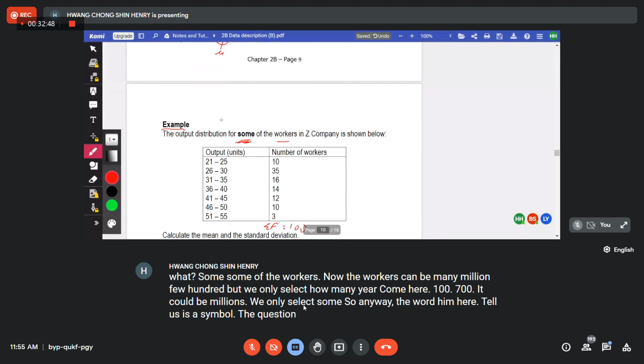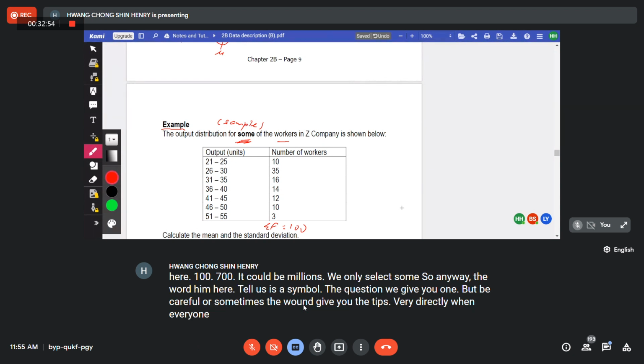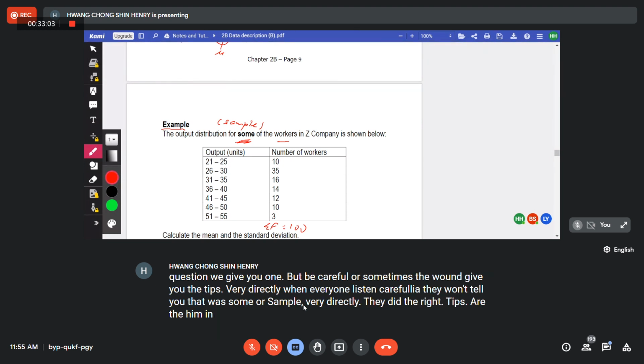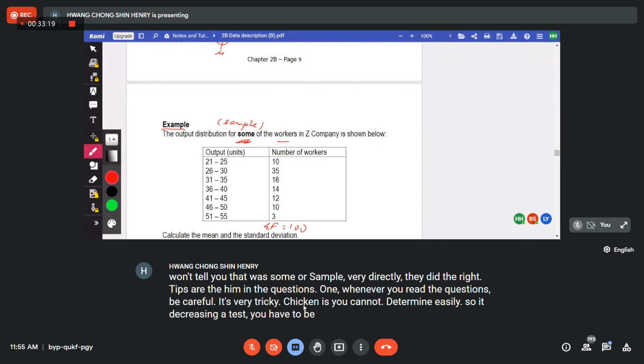The question will give you one, but be careful. Sometimes they won't give you the tips very directly. Everyone listen carefully. They won't tell you the word 'some' or 'sample' very directly. They write the hint in the question. Whenever you read the questions, be careful. It's very tricky. Tricky means you cannot determine easily. So in your quiz, in your test, you all have to be careful.